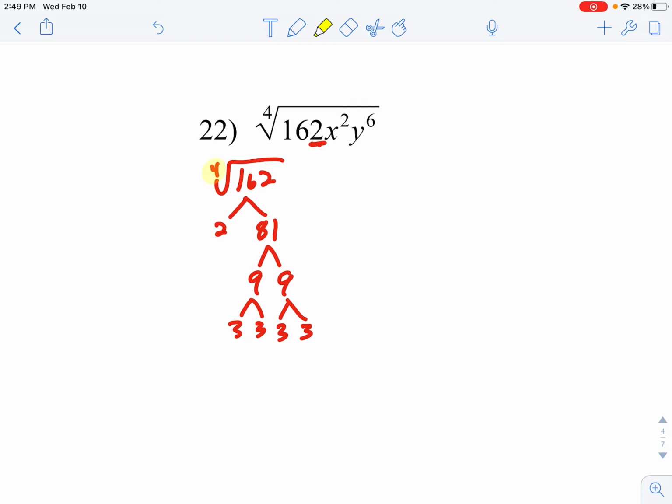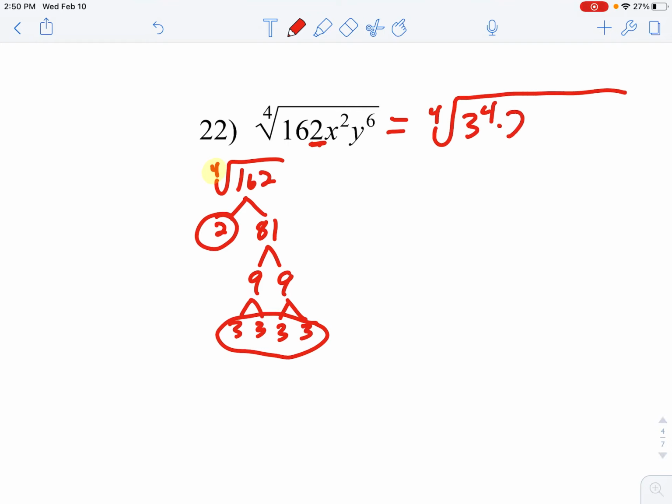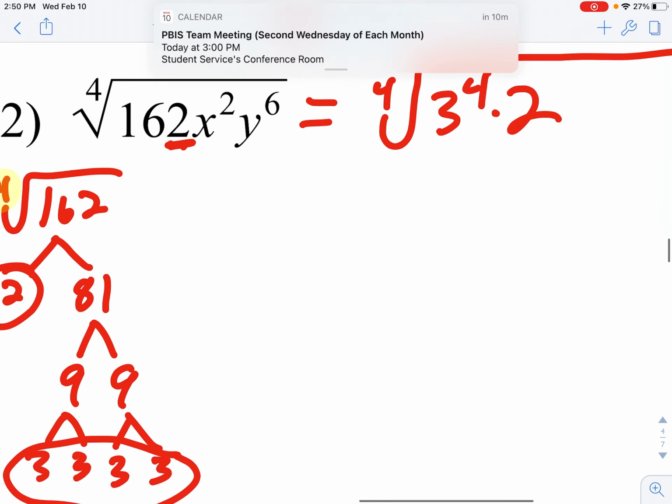So it's a 4th root. We want to find 4 of a kind. There's 4 3's right there. So 4th root of 3 to the 4th power. And then there's that extra 2. Now for the variables.